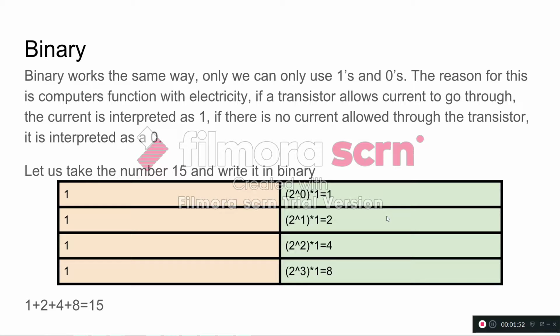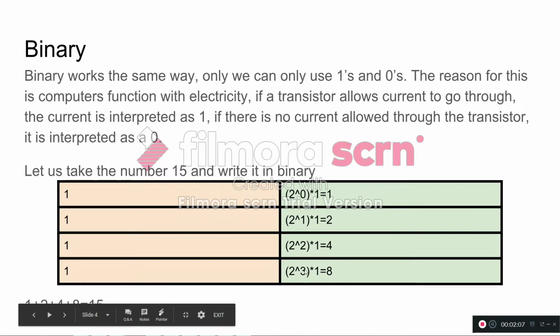Number 1, we have the first position, which is 2 to the power of 0 times a symbol 1, is equal to 1. Second position, 2 to the power of 1 times 1 is a 2. Third position, 2 to the power of 2 times 1 is a 4. Fourth position, 2 to the power of 3 times 1 is an 8.